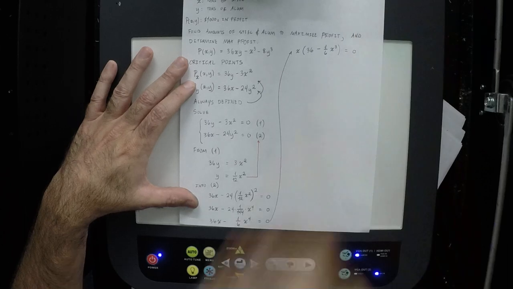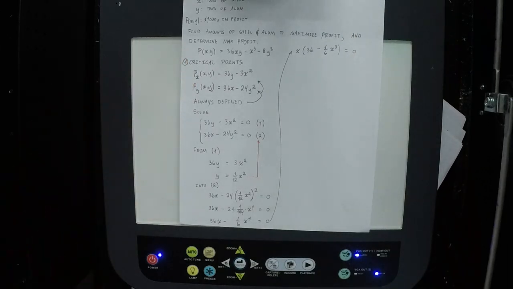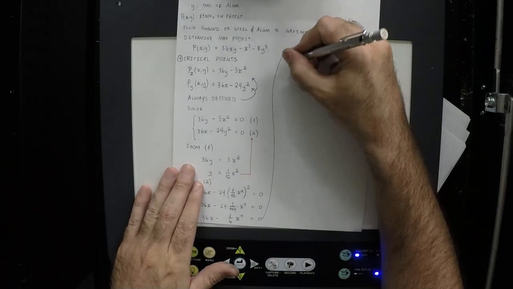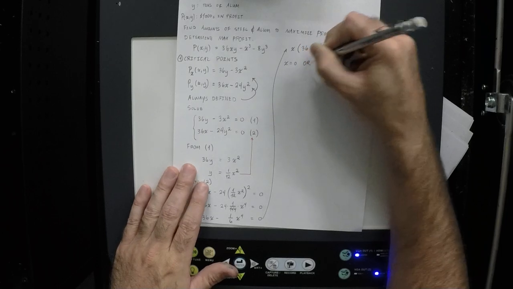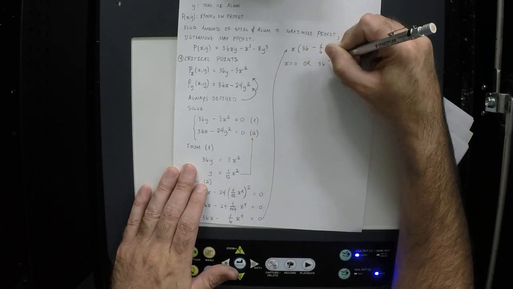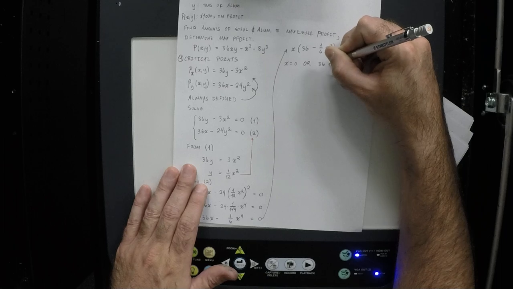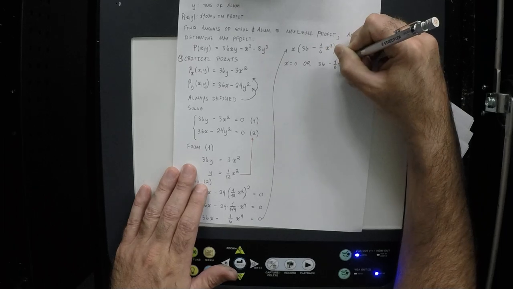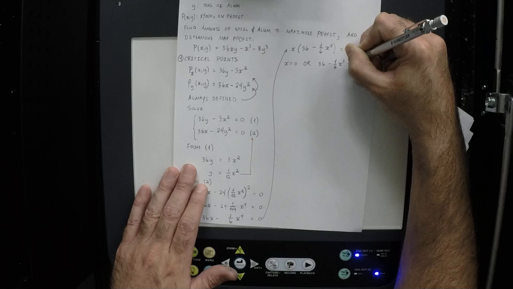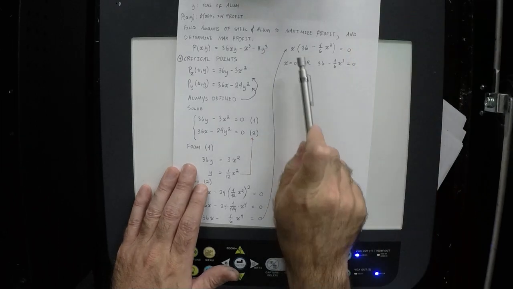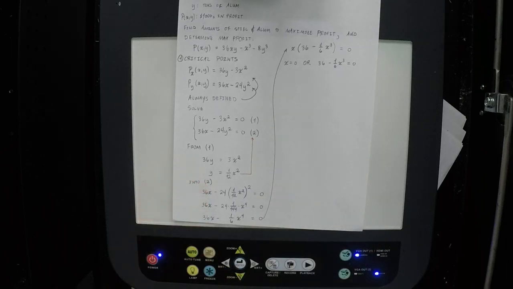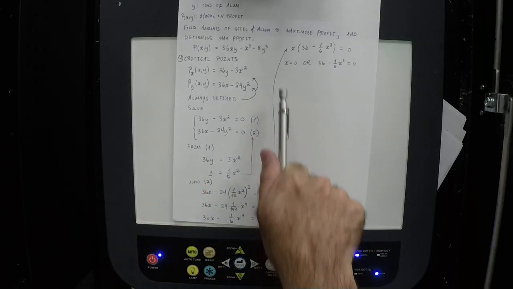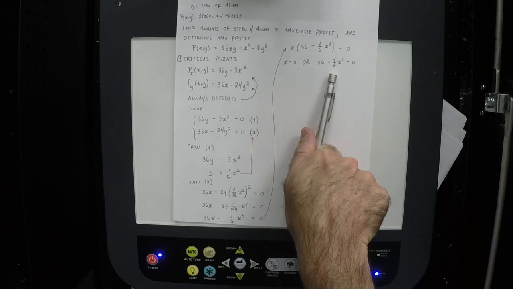Is 0, which is not a bad position to be in, because now we have the product of things equal to 0. So that means that either x is 0 or 36 minus 1/6 x cubed is 0. So when you've got the product of two things equal to 0, that means at least one of them is 0. So this one's easy enough to understand, and now we can start working on this one.